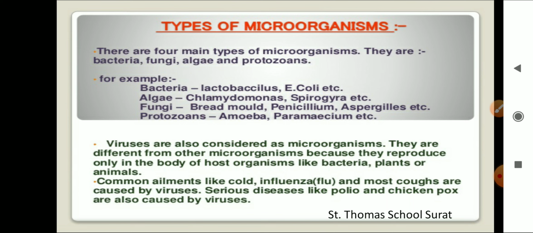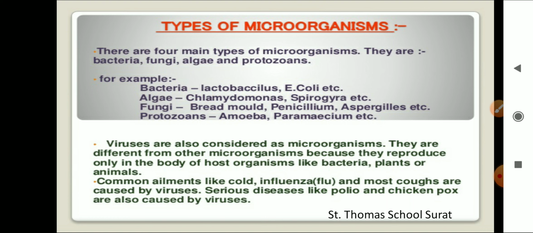Then we have learned the types of microorganisms. How many types are there? There are four main types of microorganisms, that is bacteria, fungi, algae and protozoa. We have learned the examples of these bacteria, algae, fungi and protozoans. Then the viruses. Virus is also considered a microorganism, but they are different from the other organisms. Why? Because they reproduce in where? They reproduce only in the body of organisms like plants, animals or bacteria.